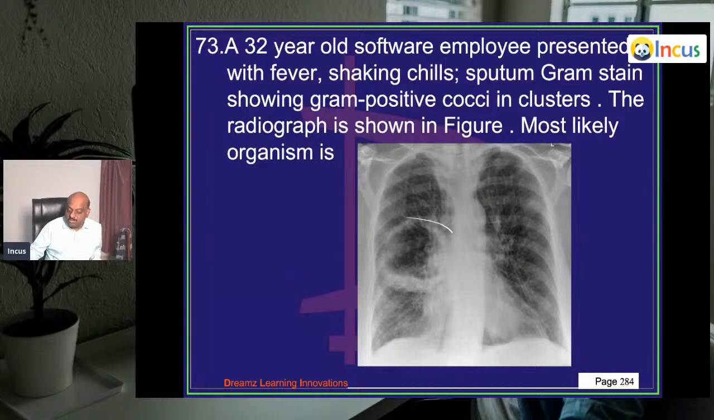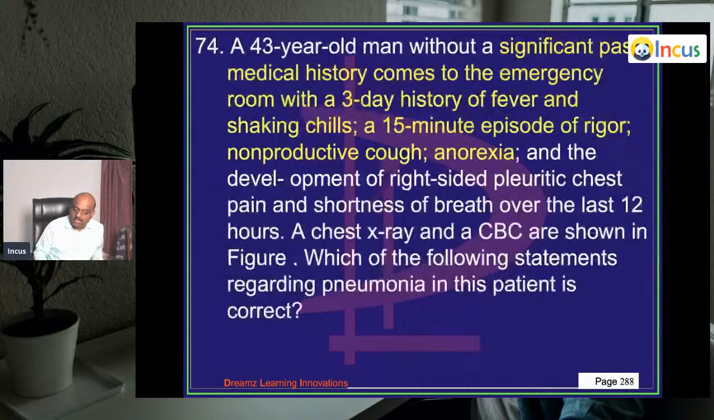32-year-old, you're able to see a cavity. What is a cavity causing pneumonia, doctor? Staphylococcus aureus.